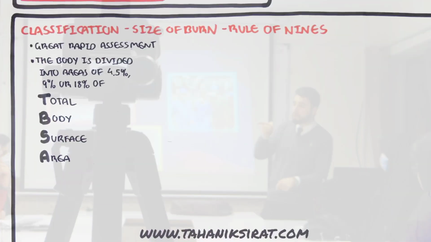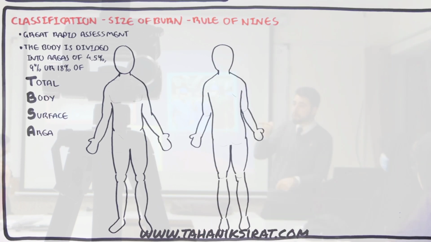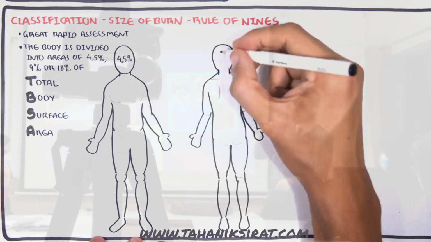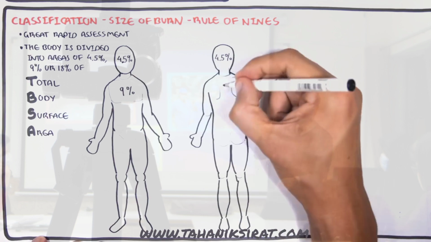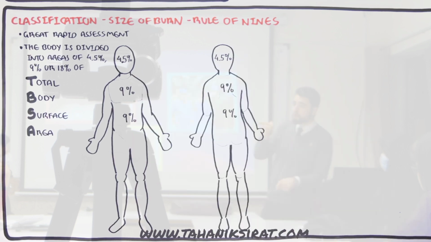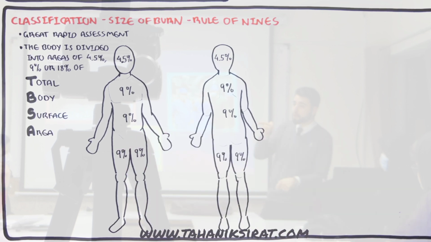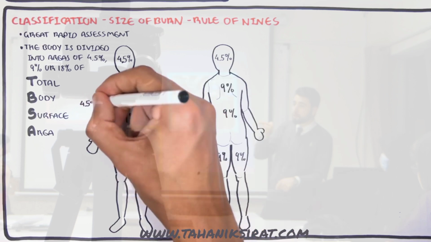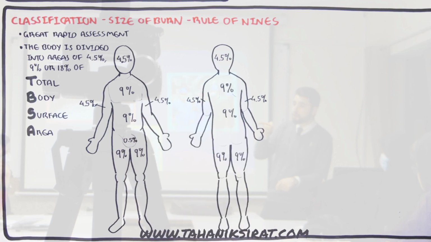So if we look at a human from the front and the back, the front of the face is 4.5%, the back of the head is 4.5%, 9% front of the chest, 9% upper back, 9% stomach, and 9% lower back. For one leg is 18%. So 9% for the front of the leg and 9% for the back of the leg. For the upper limb, it's 9% total. So it's 4.5% at the front and 4.5% at the back. I hope that makes sense. And the genitals and perineum is 1%.